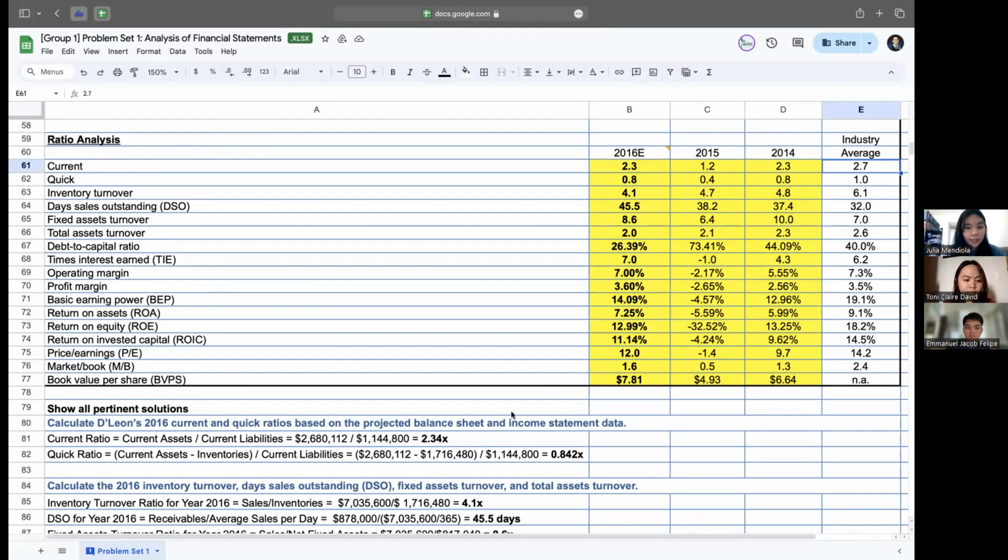Next is the quick ratio, which shows the ability of the firm to pay off debts without selling their inventories. So that's current assets minus inventories over current liabilities. And as you can see again, we get values that are lower than the industry average. If it's lower than the industry average, it usually means that the company is not in a very strong liquidity position. And that is it for number one.